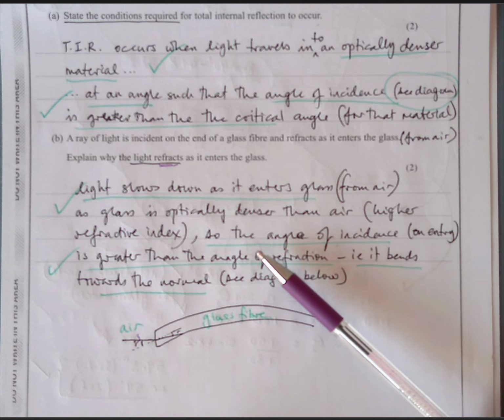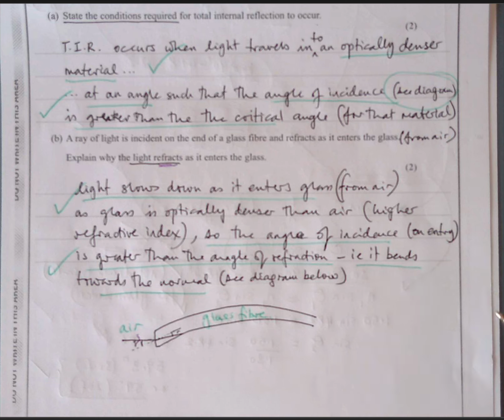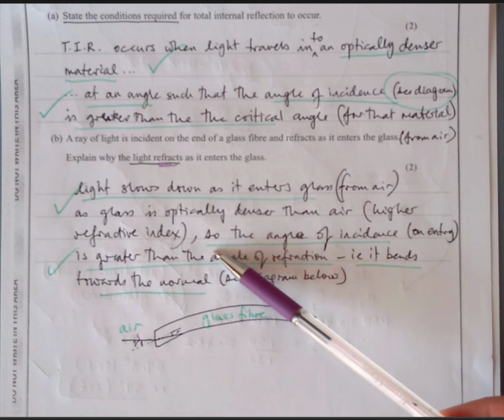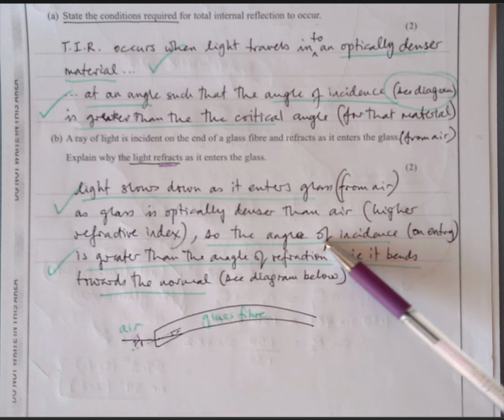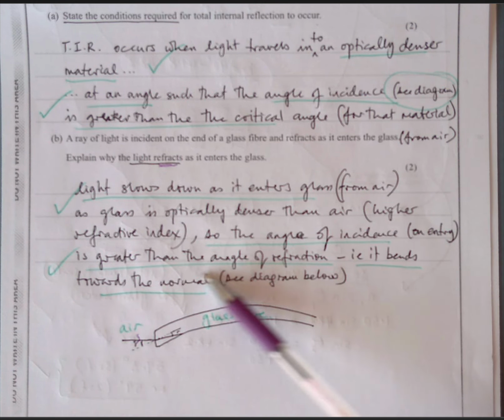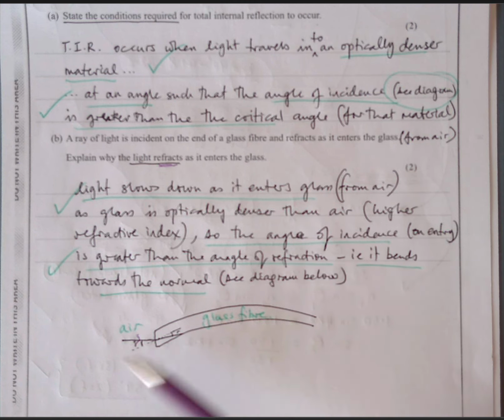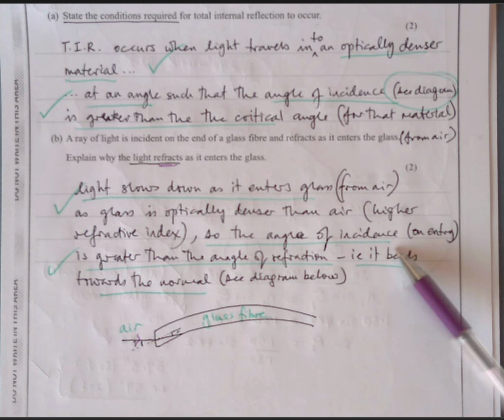Of course, when we're actually taking the exam, we don't know exactly what's in his mark scheme, so that's why I've put all this detail. The second marking point is that the angle of incidence on entry is greater than the angle of refraction. So the angle in the air is greater than the angle of refraction as it bends towards the normal. This is a GCSE style question, 2 more marks.